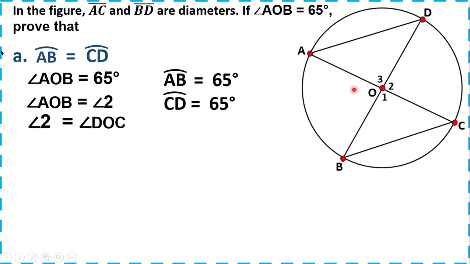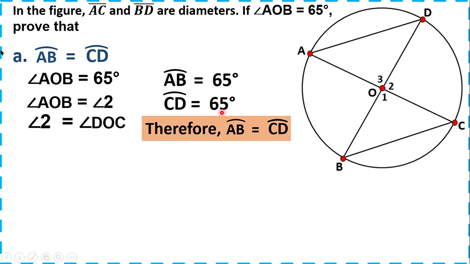Next, arc CD is also 65 degrees. Why 65 degrees? Because of vertical angles: angle AOB and angle 2, or angle DOC. Since angle 2 and angle AOB are vertical angles, angle 2 is also 65 degrees. This central angle is intercepted by arc CD. Therefore, arc CD is also 65 degrees. So, now we can prove that arc AB is equal to arc CD.